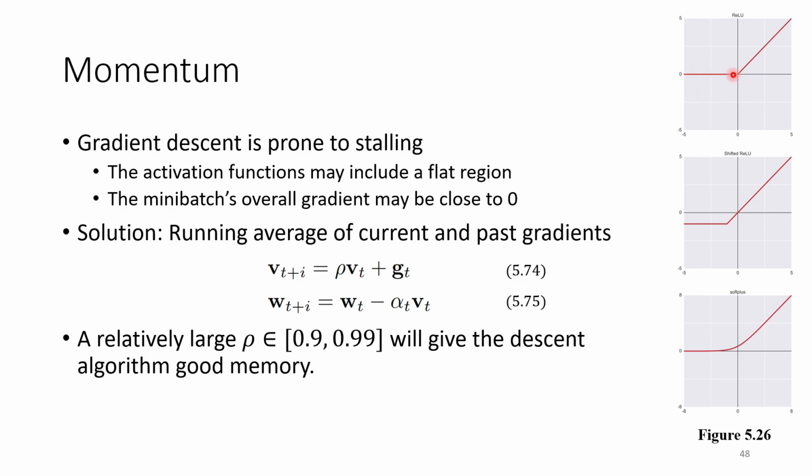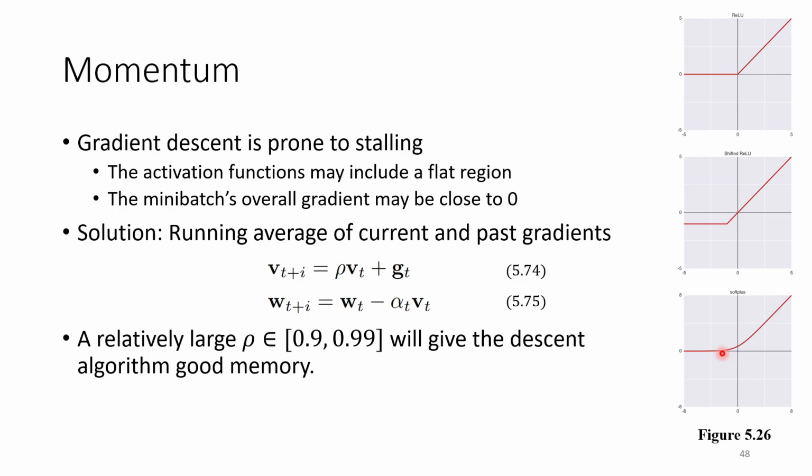For a certain range, their slope or gradient is 0. For example, this is ReLU, this region. If your value is in this region, then your gradient will be 0. And shifted ReLU, for this region, the gradient is also 0. And this is the softplus. For this region, it is also 0. So if you have a 0 gradient, how would you update your weights?